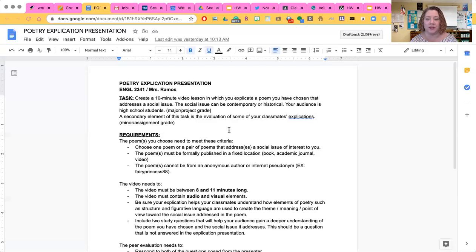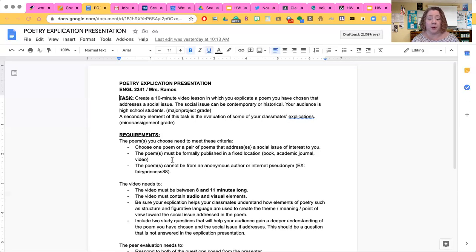Also, pick one that is long enough and has enough depth to sustain about a 10-minute video lesson. I'm going to give a grace period, 2 minutes on both sides of that. So as long as it's 8 to 11, 12 minutes, somewhere in there, then you're okay. But if you pick a poem that doesn't have a lot of depth, then you're probably not going to make the 8-minute mark. So definitely pick something that you can discuss and talk about the poetic techniques, but also the concepts that are presented, what makes it a social issue, what is the person trying to say about that social issue, and so on.